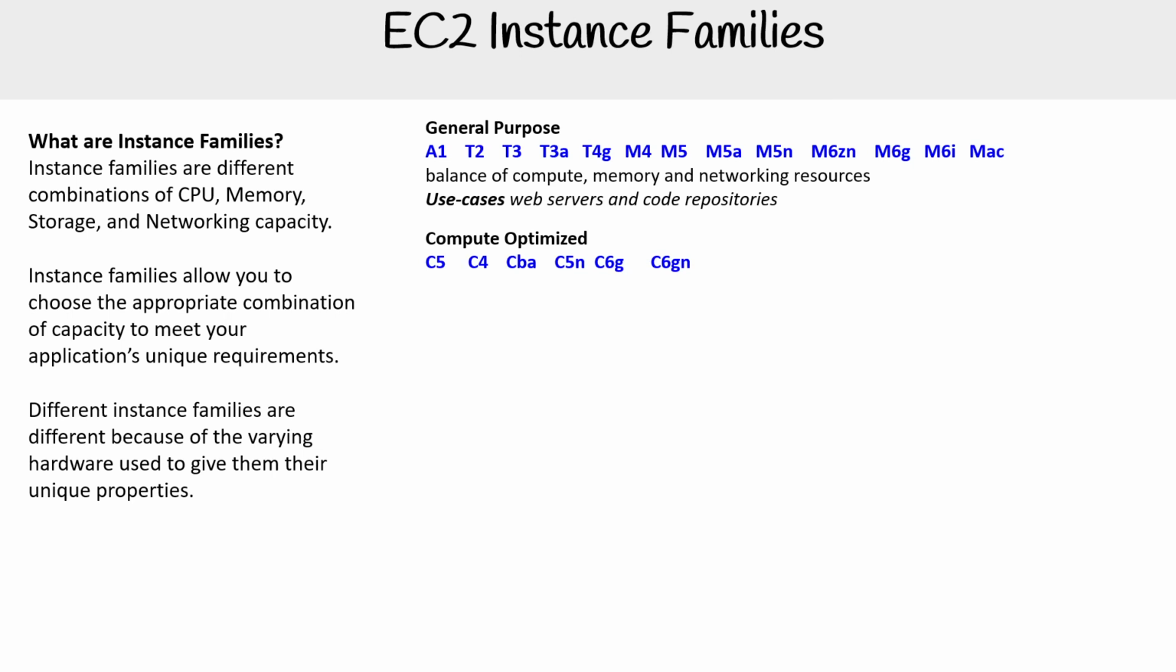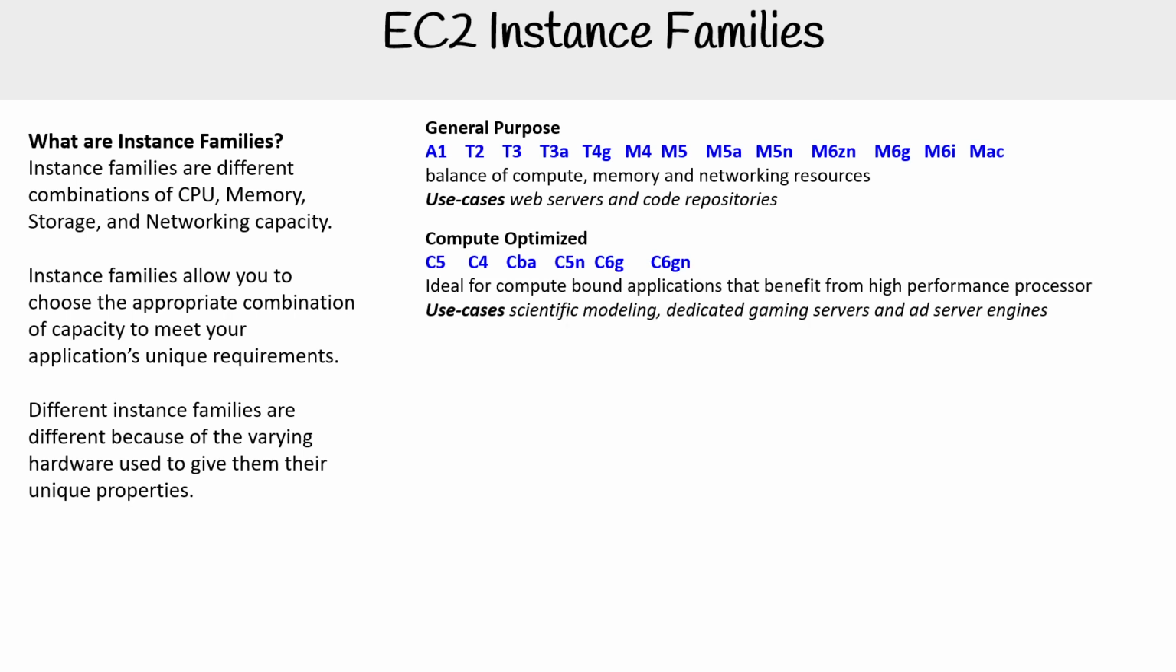Then you have compute optimized, so that was going to be your C line. And these are ideal for compute-bound applications that benefit from high-performance processors. This could be for scientific modeling, dedicated gaming servers, or ad server engines, or even a cheaper form of machine learning training or inference when you can't afford the GPUs.